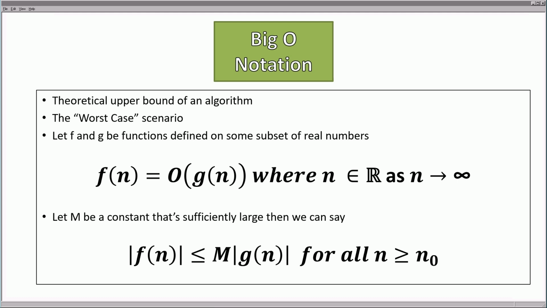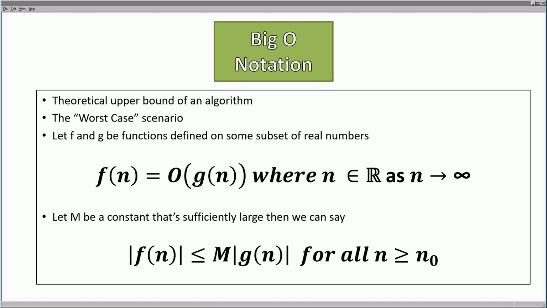We use this mathematical notation called big O. Now, big O is a theoretical upper bound of an algorithm, and you can think of this as being basically the worst case scenario. Big O is defined as if we have two functions, f of n and g of n. We can then define big O of f of n is equal to big O of g of n, where the n belongs to the set of real numbers as n approaches infinity.